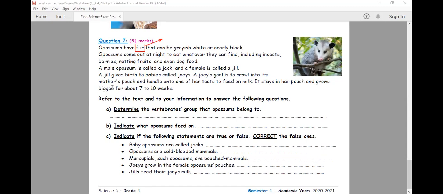Opossums are from the mammals group. Opossums are from the mammals group, because they have fur.